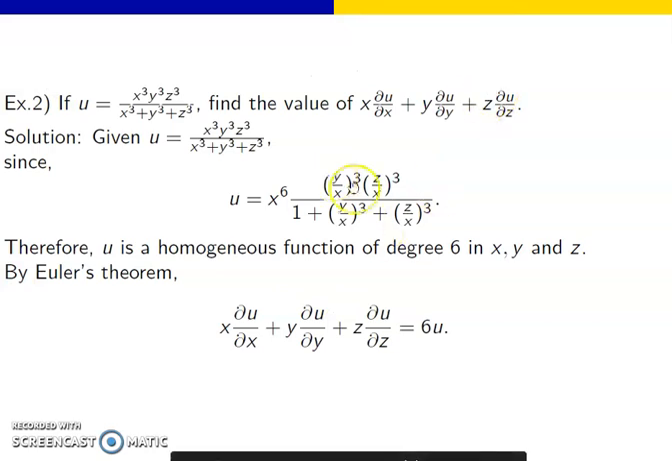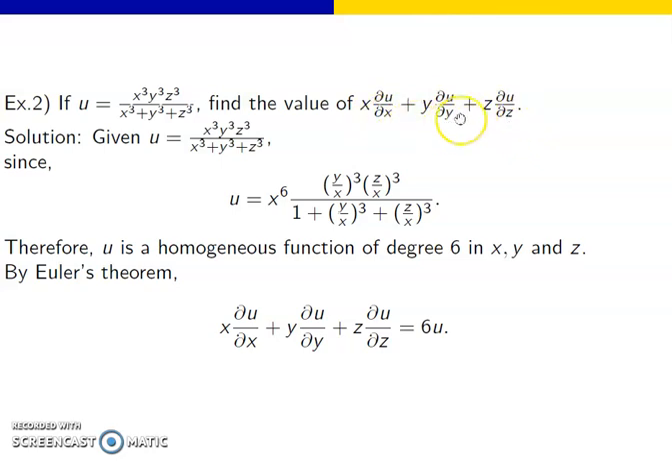Similarly, one more problem is there. Now here there are 3 variables x, y, z, and in the last problem there were only 2 variables x and y. Here 3 variables are there. If u equals x cube y cube z cube plus x cube plus y cube plus z cube, find the value of x ∂/∂x plus y ∂/∂y plus z ∂/∂z.